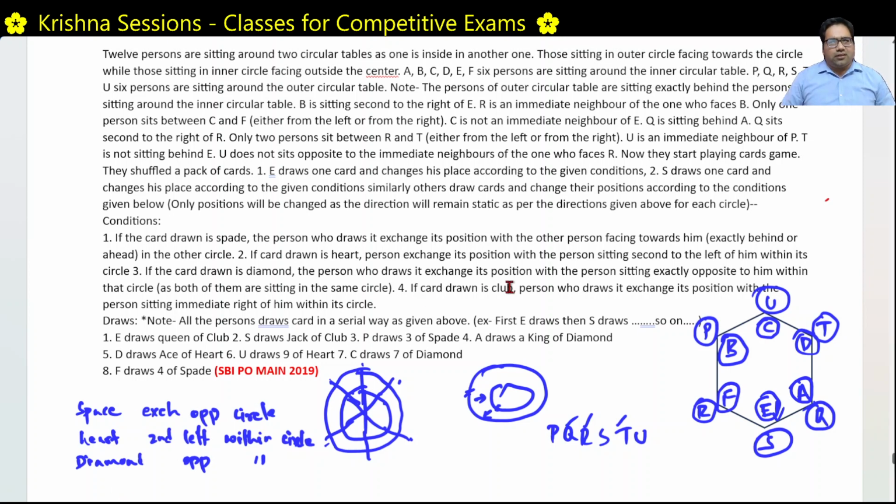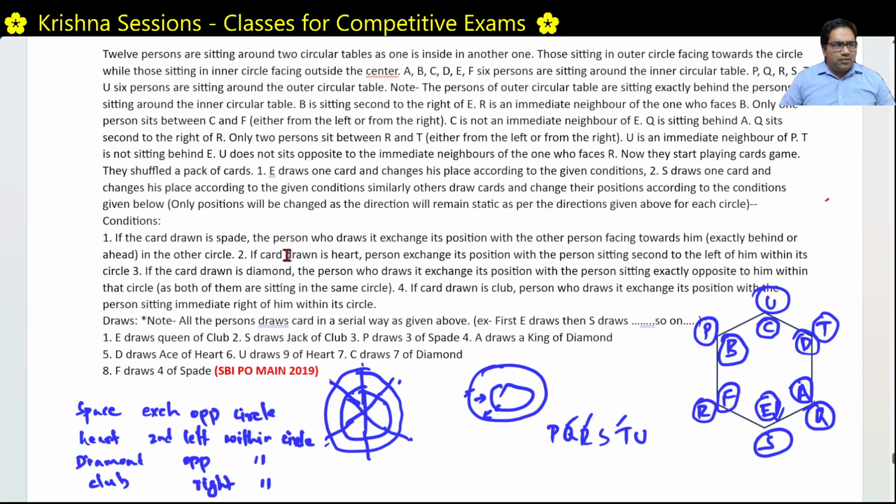Right. Next, if the card drawn is club, the person who draws it exchanges position with the person sitting immediate right of him within the circle. Club means right again within the circle. What does that mean? If R draws a club, he will exchange with S. If E draws a club, he will exchange with F, because his right is F, not A. All the inner circle people are facing outside, so the right side is like this. F's right side is B. B's right side is C. Like this, right?